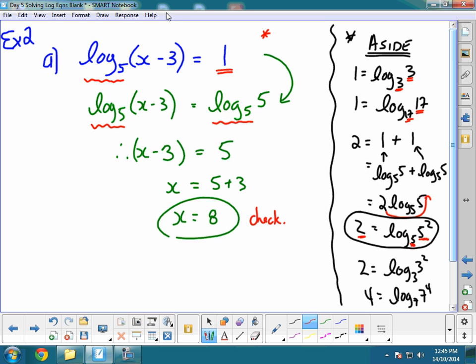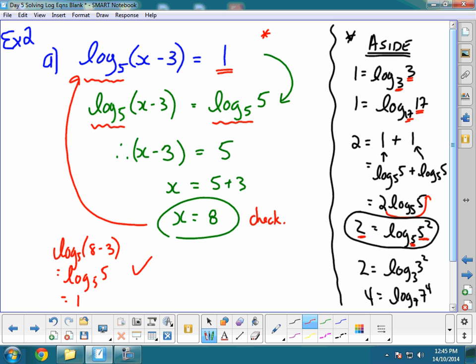So does 8 work? Well, if I put 8 back into the equation, it would be log base 5 of 8 minus 3. So that would be log base 5 of 5, and then it would be asking what exponent do I put on 5 to get a 5? It's 1, so it works. It verifies.